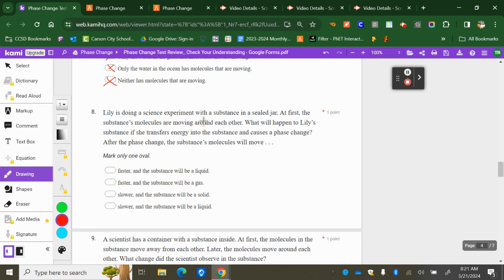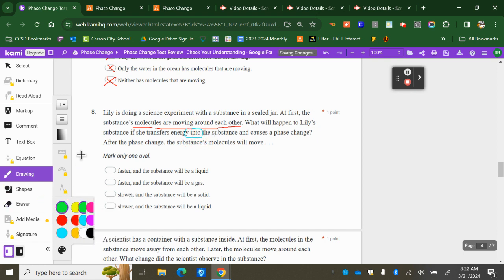Lily is doing a science experiment with a substance in a sealed jar. At first, the substance molecules are moving around each other. What will happen to Lily's substance if she transfers energy into the substance and causes a phase change? So, what important information do we have? Our first piece of information is how molecules are moving. And the second is that we are transferring energy into it.